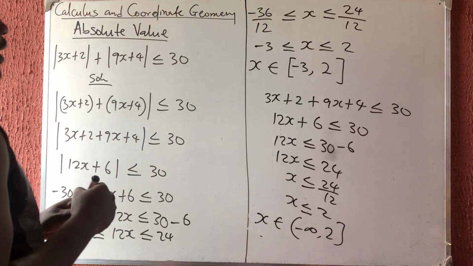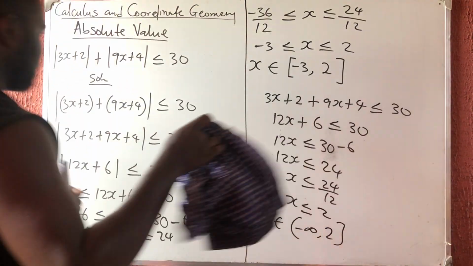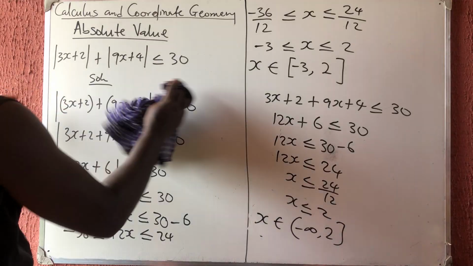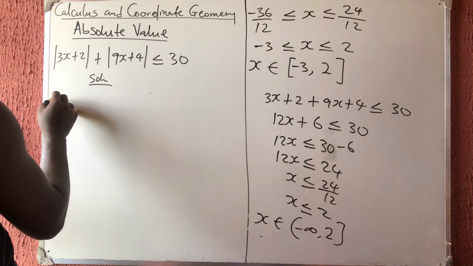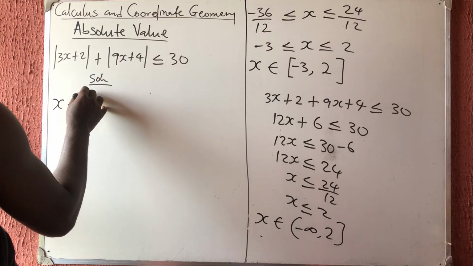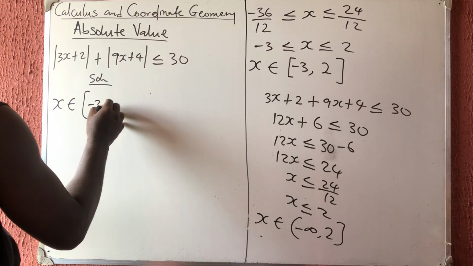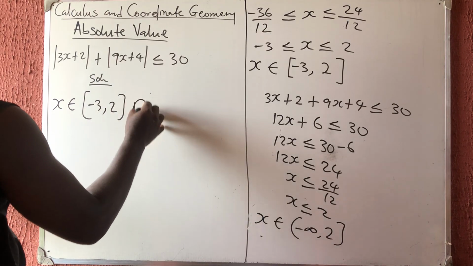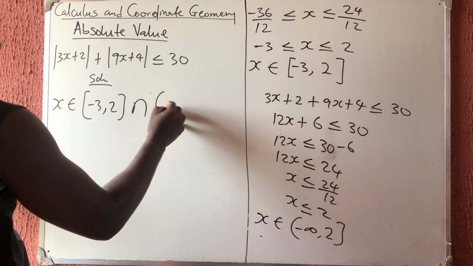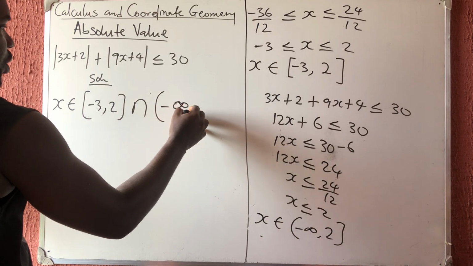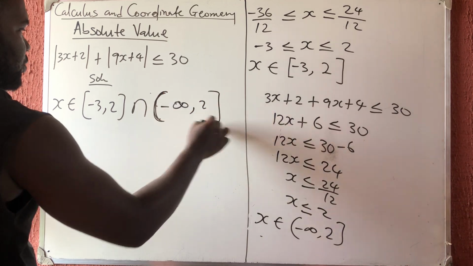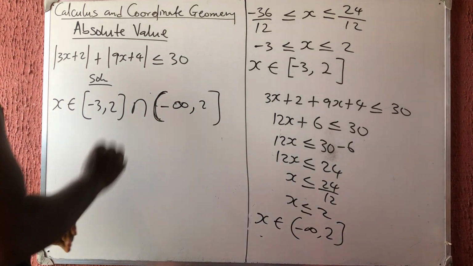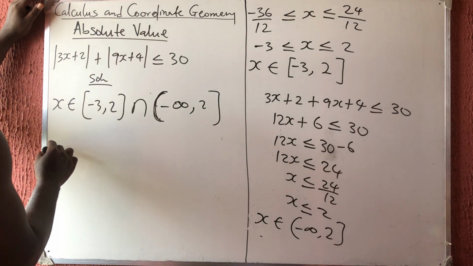Okay? So now the final answer to this, permit me to clean here. So the final answer to this is now that x will be an element of the first one, which is the closed interval minus 3, 2, intersection minus infinity, 2, open bracket, please. Open bracket, then close.